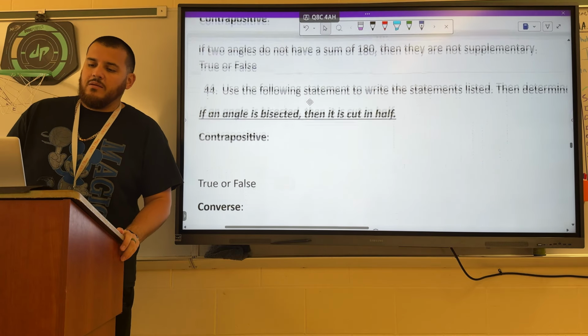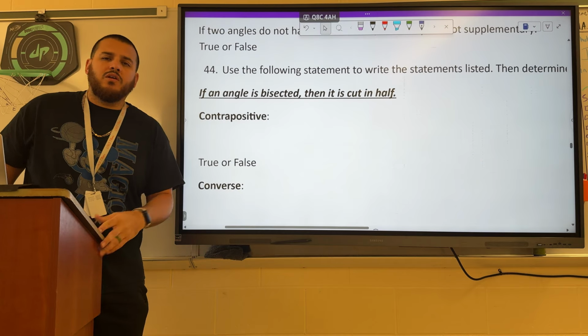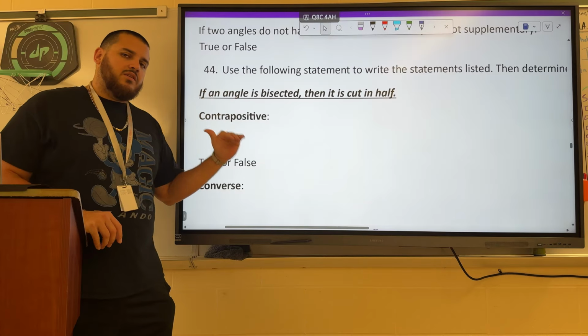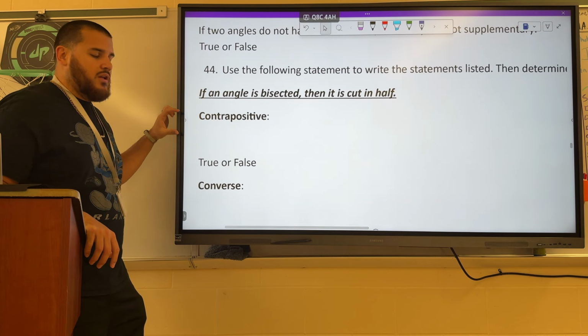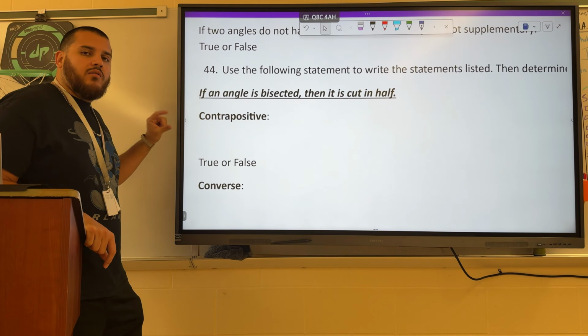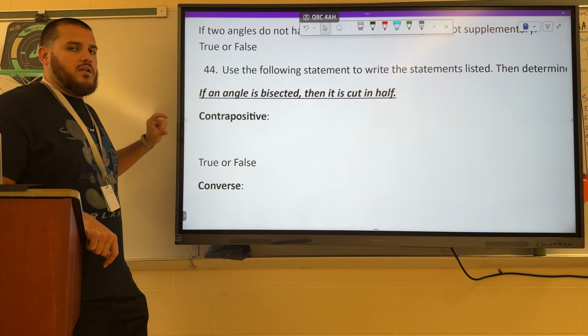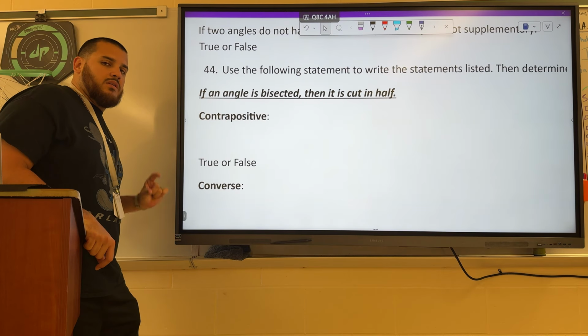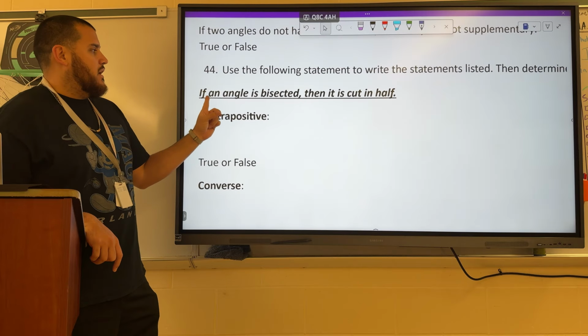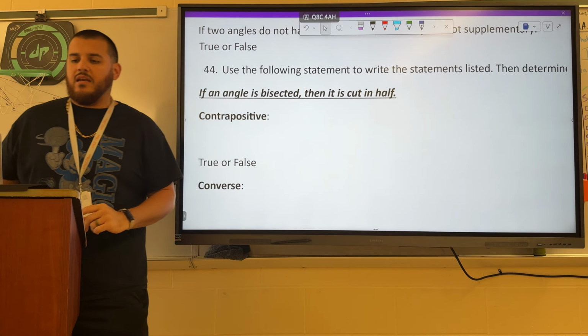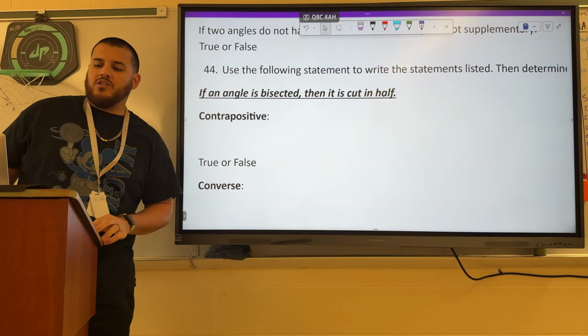We're being asked to do the same thing again. You'll find that some people, though, just get into that rhythm of doing converse, inverse, contrapositive. And here I'm just making the order random of which statement you have to write. It's really going to test your knowledge of each specific type of conditional. We're given if an angle is bisected, then it is cut in half. We're first asked to write a contrapositive.